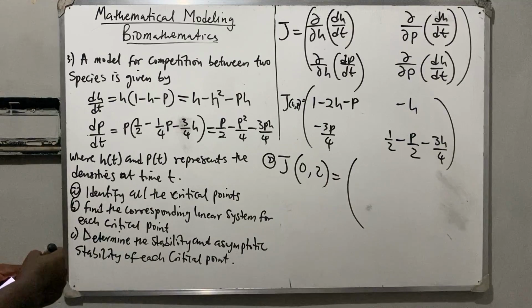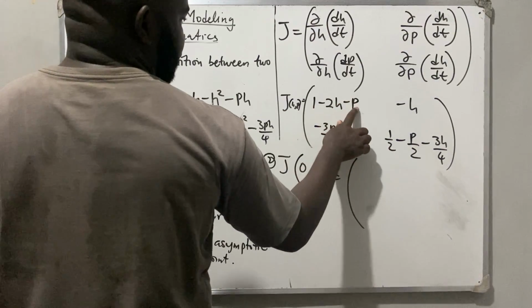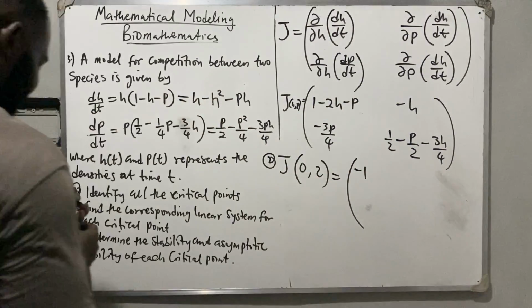For 0 and 2, that means anywhere you see H, you put 0, and anywhere you see P, you put 2. So if I put 0 here and put 2 here, I'm going to have 1 minus 2, and 1 minus 2 gives us minus 1.